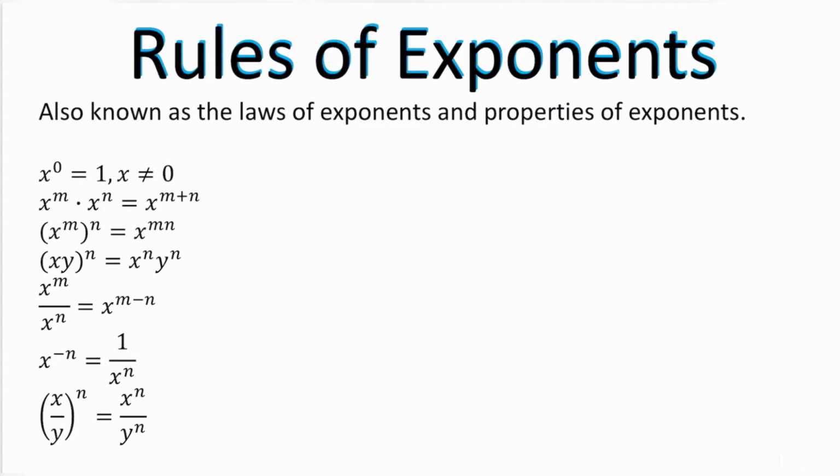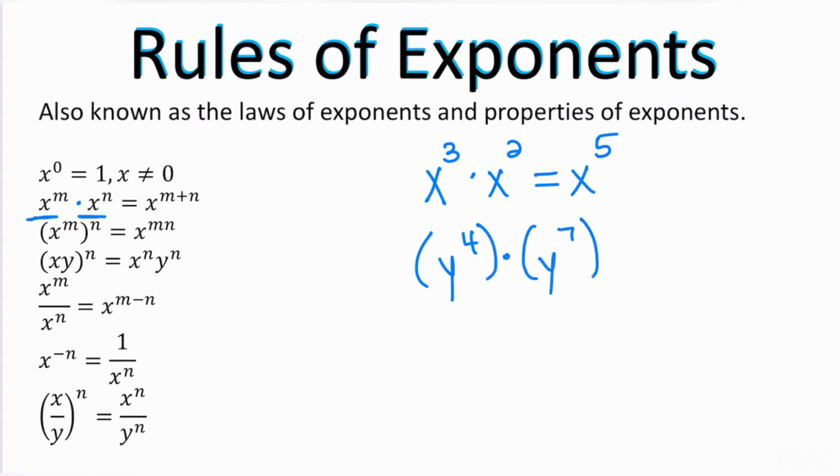The second rule says that when you multiply, if you have the same base and you are multiplying, you're going to add the powers. So this could be x to the 3rd power times x to the 2nd power. This is equal to x to the 5th power. Or I could have y to the 4th power times y to the 7th power. You're multiplying, you have the same base, you're going to add the powers. This is y to the 11th power.